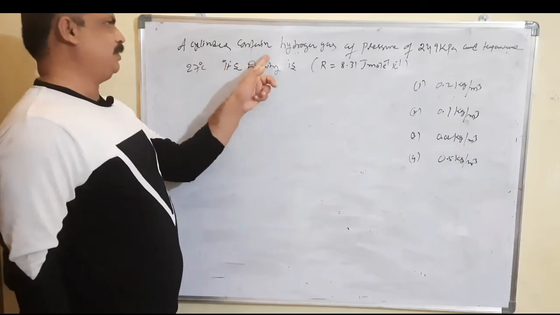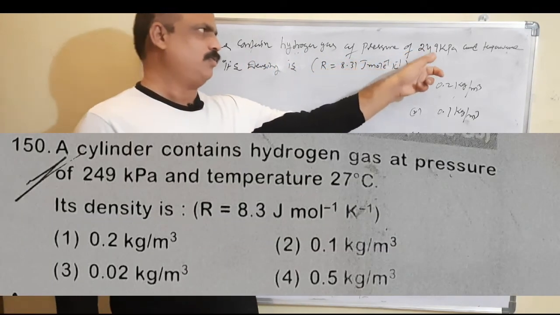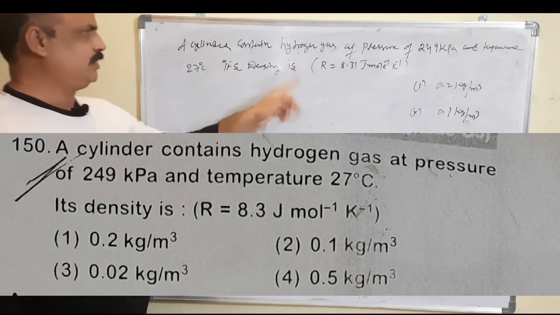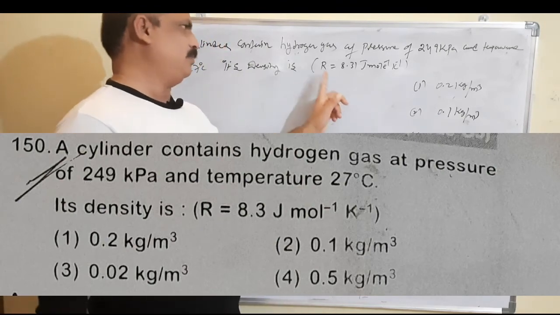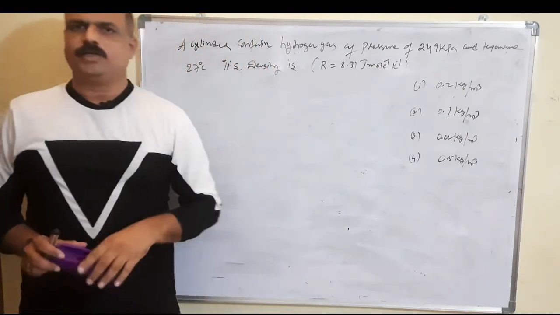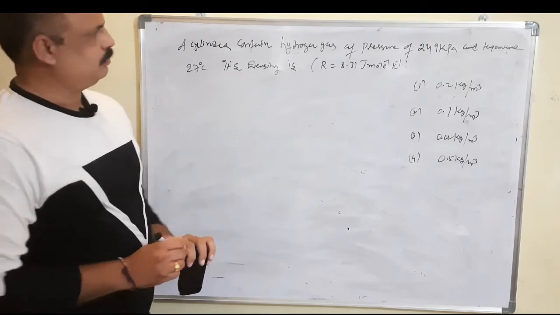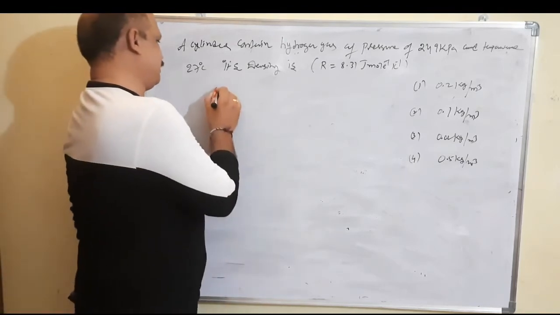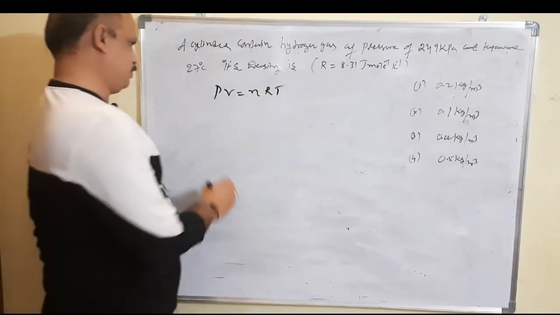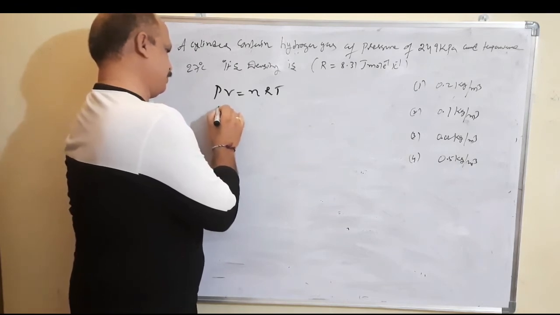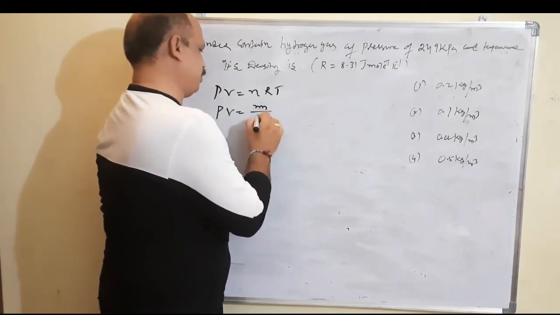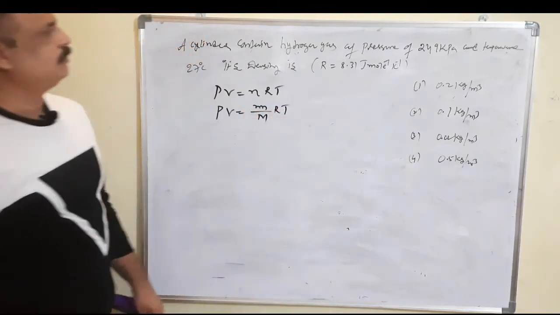A cylinder contains hydrogen gas at pressure 249 kilopascals and temperature 27 degrees centigrade. Its density is, R is given as 8.31 joule per mole per kelvin. This is a slightly calculation based problem. We know the ideal gas equation, PV is equal to nRT. So here PV is equal to n, number of moles, that means mass of the gas by molecular weight, into RT.